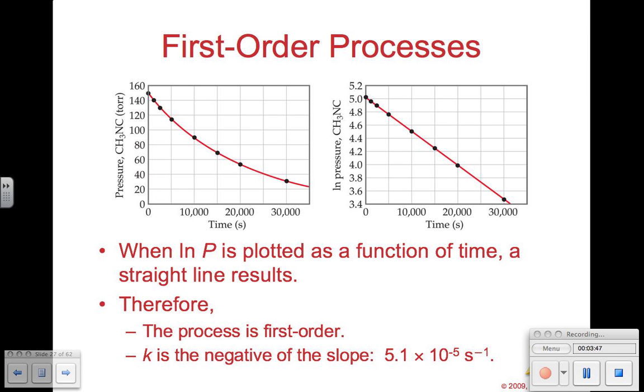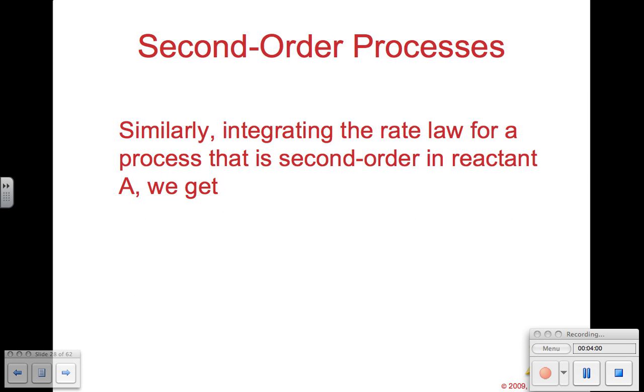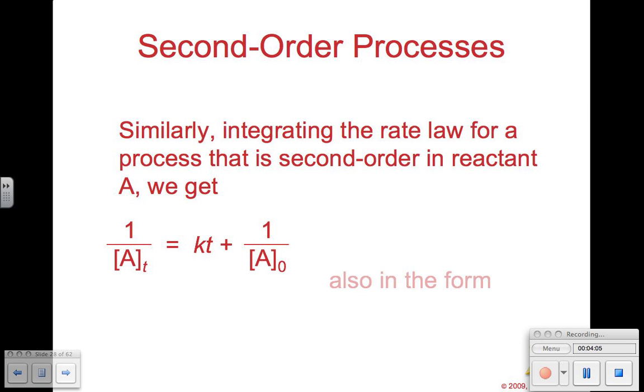Then you can write the rate law, and k is the negative of the slope. The slopes are going to be negative because you're decaying, you're getting rid of your reactant materials, so you want to change the sign to get the proper k value.